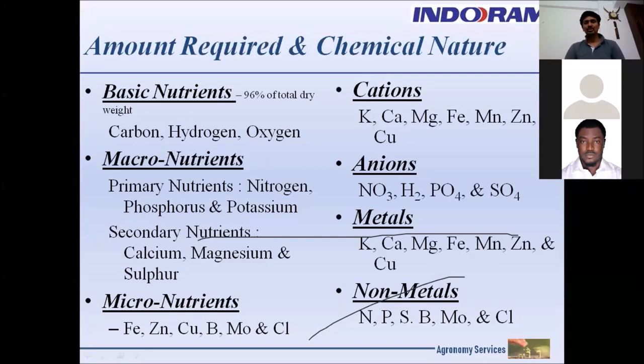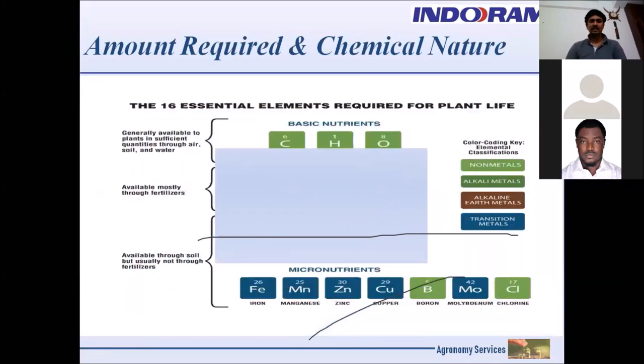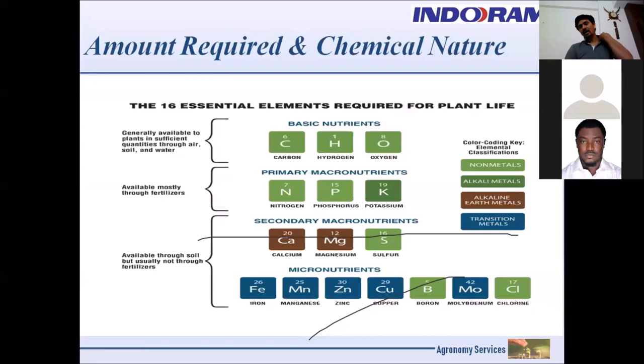based on chemical nature. Some of them are cations, some are anions, some are metals, and some are non-metals. Here, the non-metallic forms are CHO, nitrogen, phosphorus, and potassium. Even potassium is alkali in nature. And sulfur is also a non-metal. Alkaline materials are calcium and magnesium. Alkaline means the pH is more than 7. And the transition metals are iron, manganese, zinc, copper, molybdenum. So this is the classification based on amount and chemical nature of the 16 essential plant nutrients.